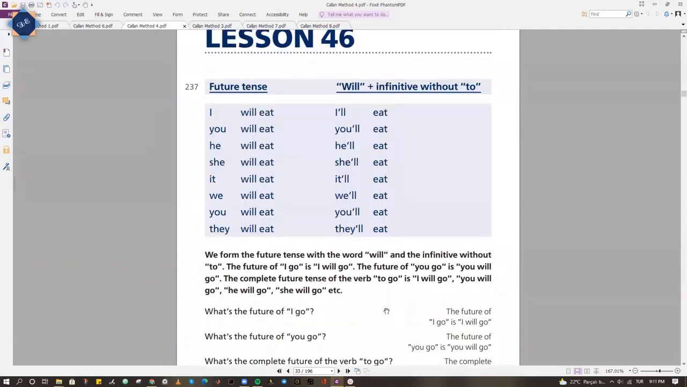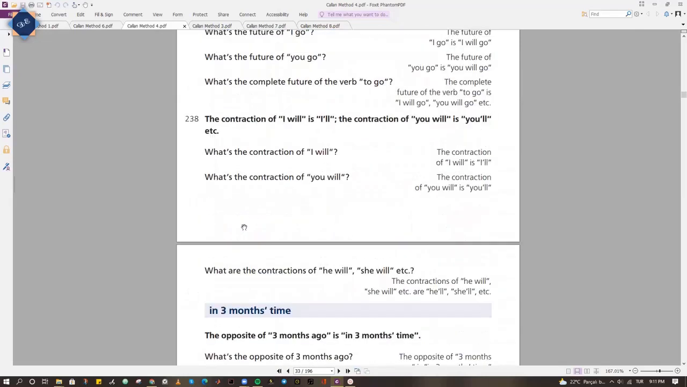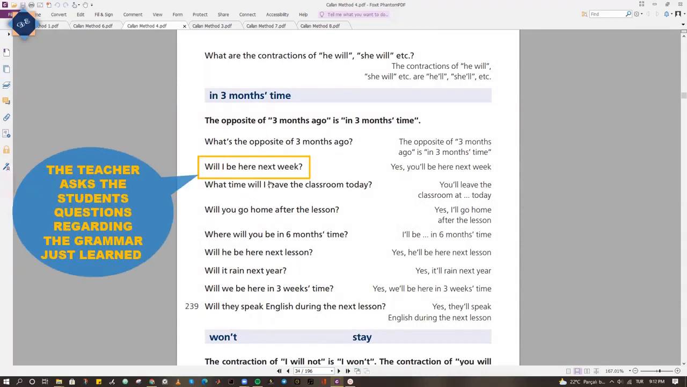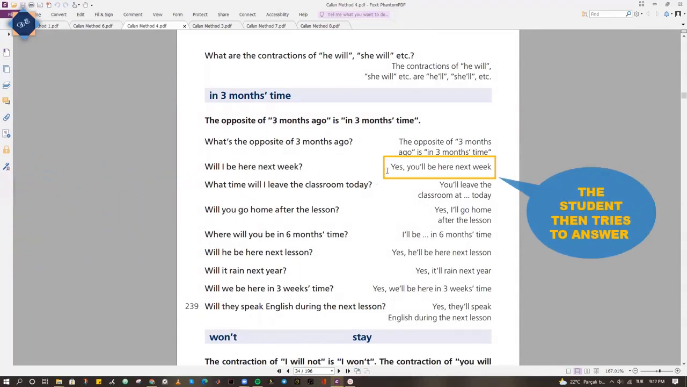So it's all about just getting a clue of the grammar, understanding the sentence structure, will plus infinitive without to, that's for the future tense. Then you immediately dive into the question. No need to wait, listening to the teacher explaining some kind of complicated things about grammar. So you just go, will I be here next week? Then the student answers, yes, you'll be here next week.